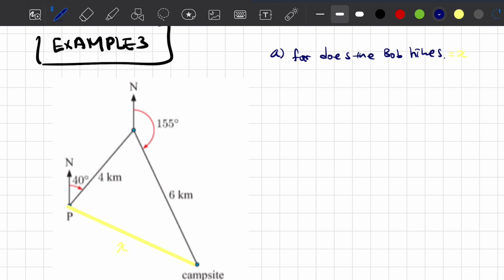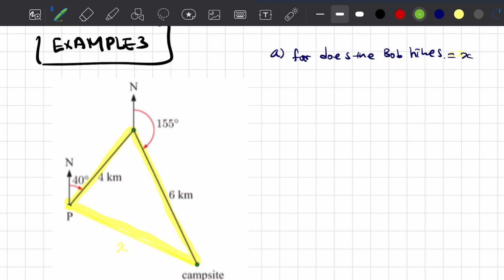In order to find this x value, we need to identify whether we can use the right angle, whether we can use the Pythagoras theorem or have to use other rules. When you look at this diagram, you can see that there is a triangle here. That means we can use either the cosine rule or sine rule, because this is not a right triangle.